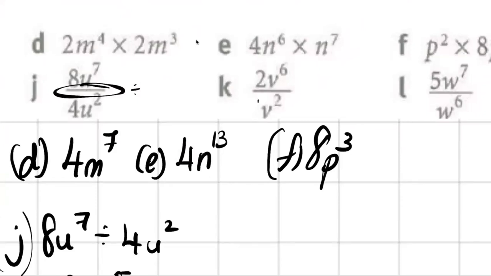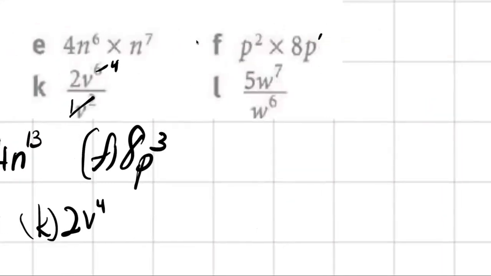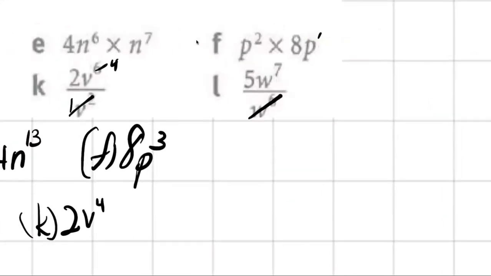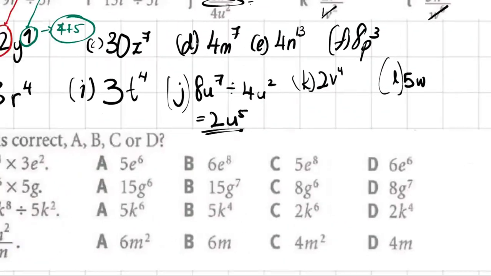So 2, and this is actually 1, an invisible 1 here. So 2 divided by 1 is 2. v to the power 6 divided by v to the power 2 is v to the power 4. Let's cancel. I'll do it this way. Yeah, I'll show you here again. This one cancels, becomes w to the power of 1. So the answer would be 5w. Don't remove it if it is a power of 1. You must let it be.